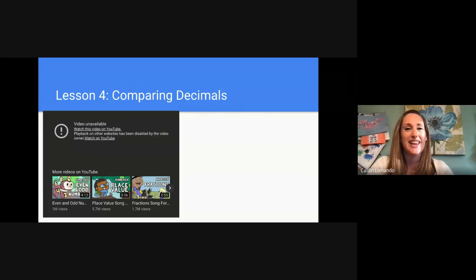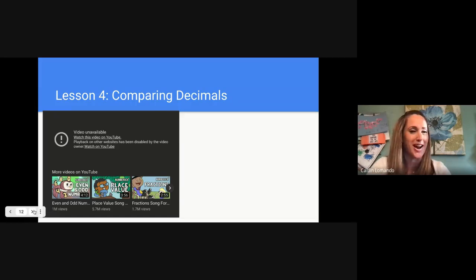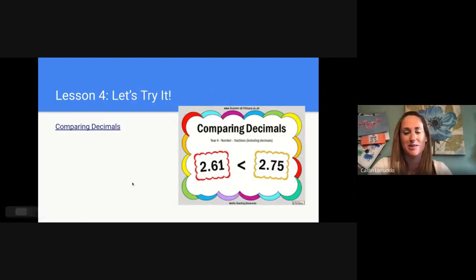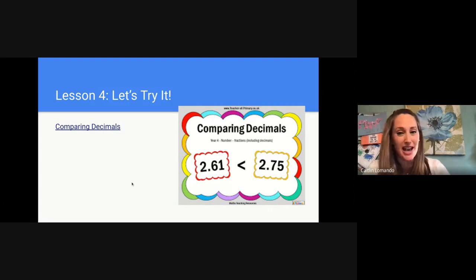Awesome. Now, sometimes when we're watching that, it can seem a little bit confusing, but I promise you it's not. Let's check out some comparing decimals. Remember, the big side goes to the bigger number. Now, since in fourth grade we only go into the hundredths place, oftentimes it helps students to think about money.